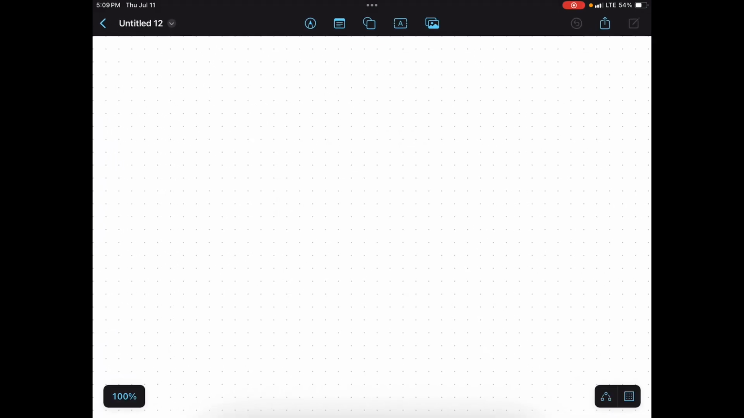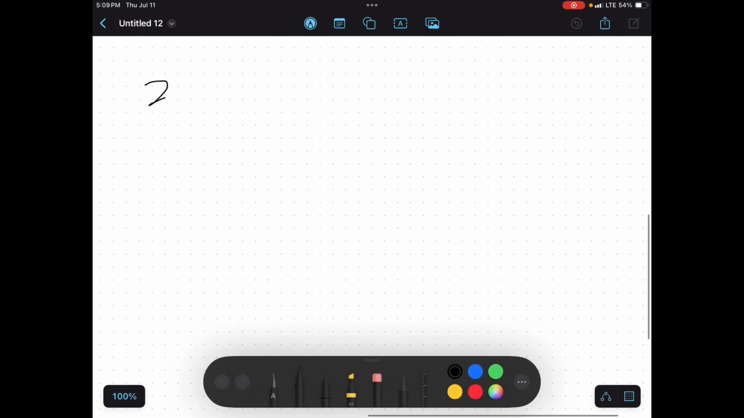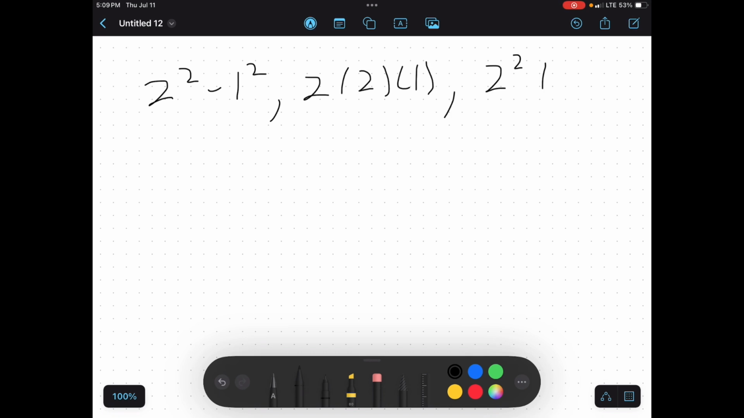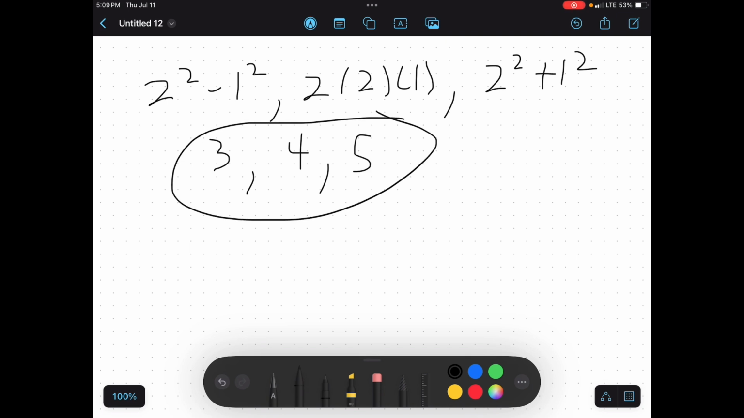Well, instead of using 4 squared and 2 squared, let's cut each of those in half. 2 squared minus 1 squared, 2 times 2 times 1, and 2 squared plus 1 squared. We get 3. 2 times 2 times 1 is 4. And 2 squared is 4 plus 1 squared is 5. And that's where 3, 4, 5 comes from.